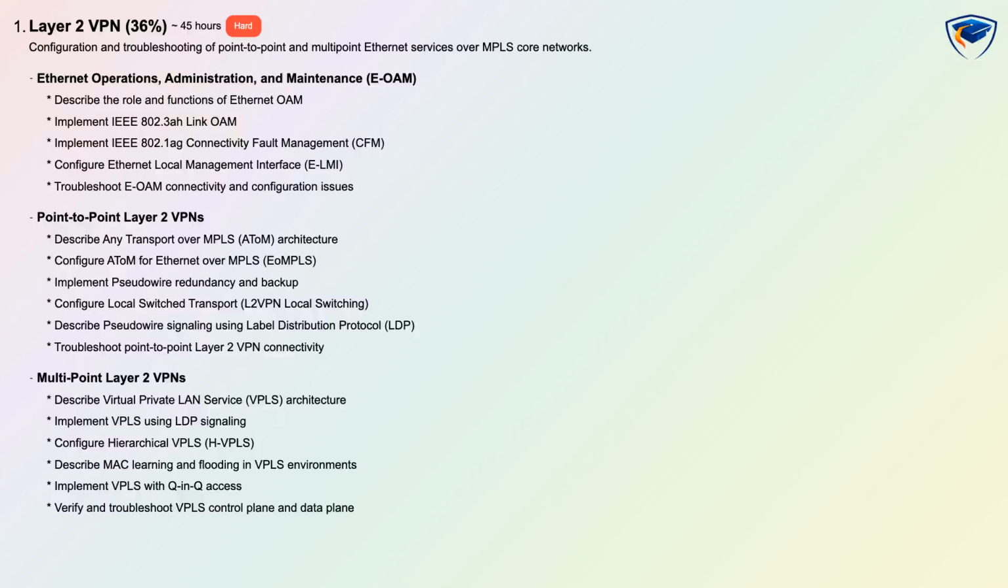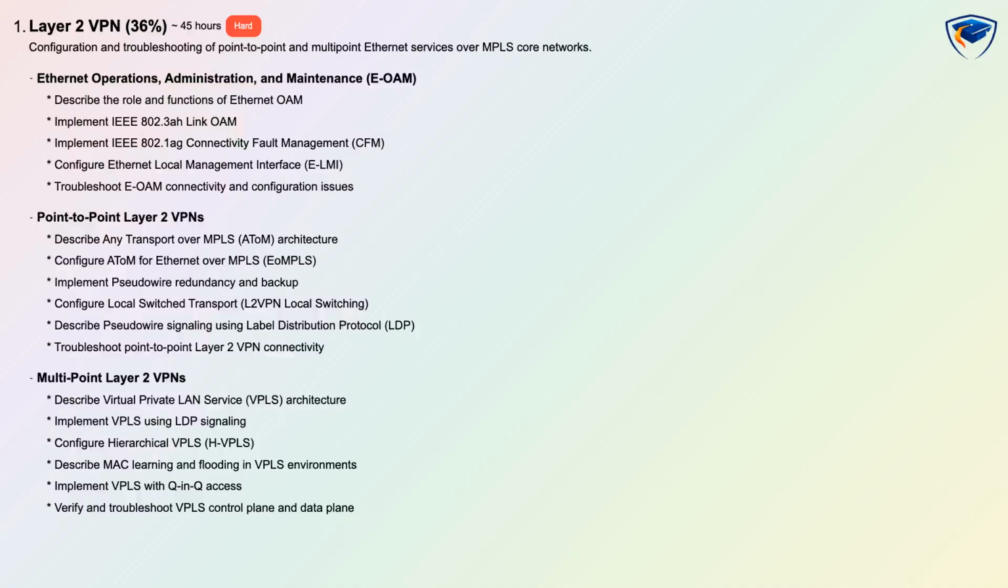Let's start with the Layer 2 VPN domain. This domain focuses on the configuration and troubleshooting of point-to-point and multi-point Ethernet services over MPLS core networks. It's a challenging domain, with a difficulty level of hard, and requires around 45 hours of estimated learning time.